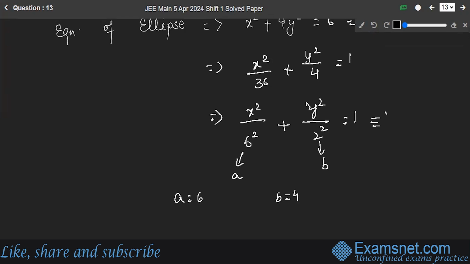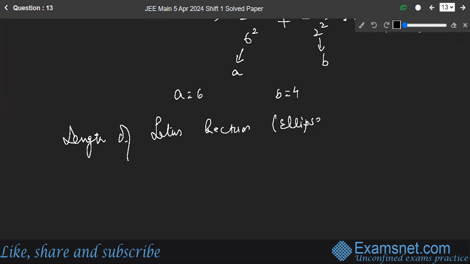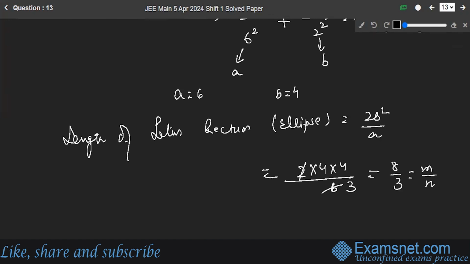If I compare it with the general equation for the ellipse, x square upon a square, y square upon b square is equal to 1, so a is equal to 6 and b is equal to 2. Now, the length of latus rectum for an ellipse is equal to 2b square upon a. So 2 into 2 into 2 upon 6, which is equal to 4 upon 3. And now this was equal to m upon n. Now you have m as 4, n as 3.